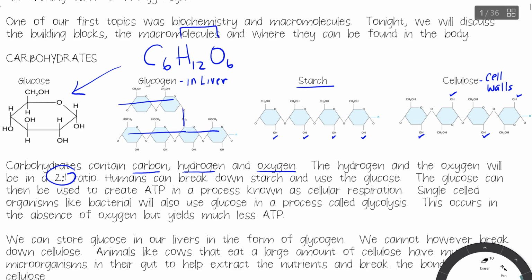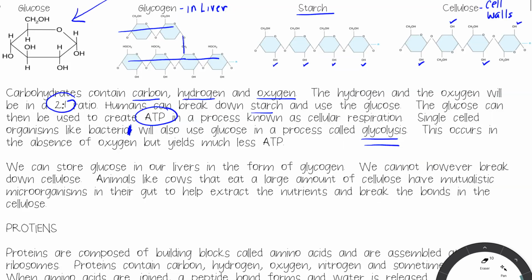We can break down starch, as we said, and the glucose can then be used to go on to create some ATP in cellular respiration, which we can do. Single-celled organisms like bacteria will also use glucose, but they're going to use glycolysis, and they can do that in the absence of oxygen, called anaerobic respiration.